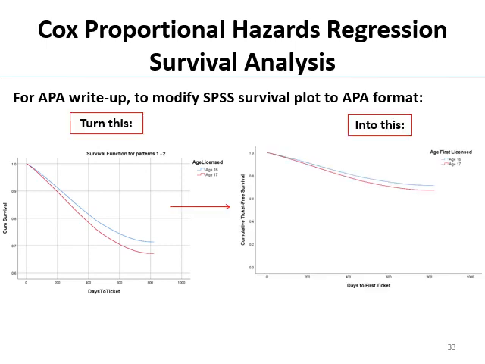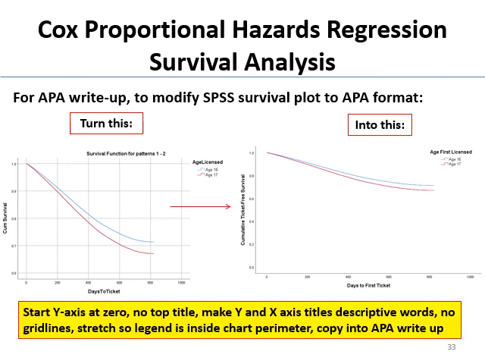You've got to turn that into this. This is an APA formatted plot. So again, what do we got? You start the axis at 0. You don't want that title at the top. "Survival function for patterns 1, 2" is goofy. You wouldn't put that in a paper. You want to make the y and x axis titles actual words, not cum survival and days to ticket squished together. Make them actual descriptive titles. Get rid of your grid lines and then stretch so that the legend is inside the chart parameter. And again, you'll have to copy and paste it into your APA write-up. But remember, you can look here to see what it should look like.